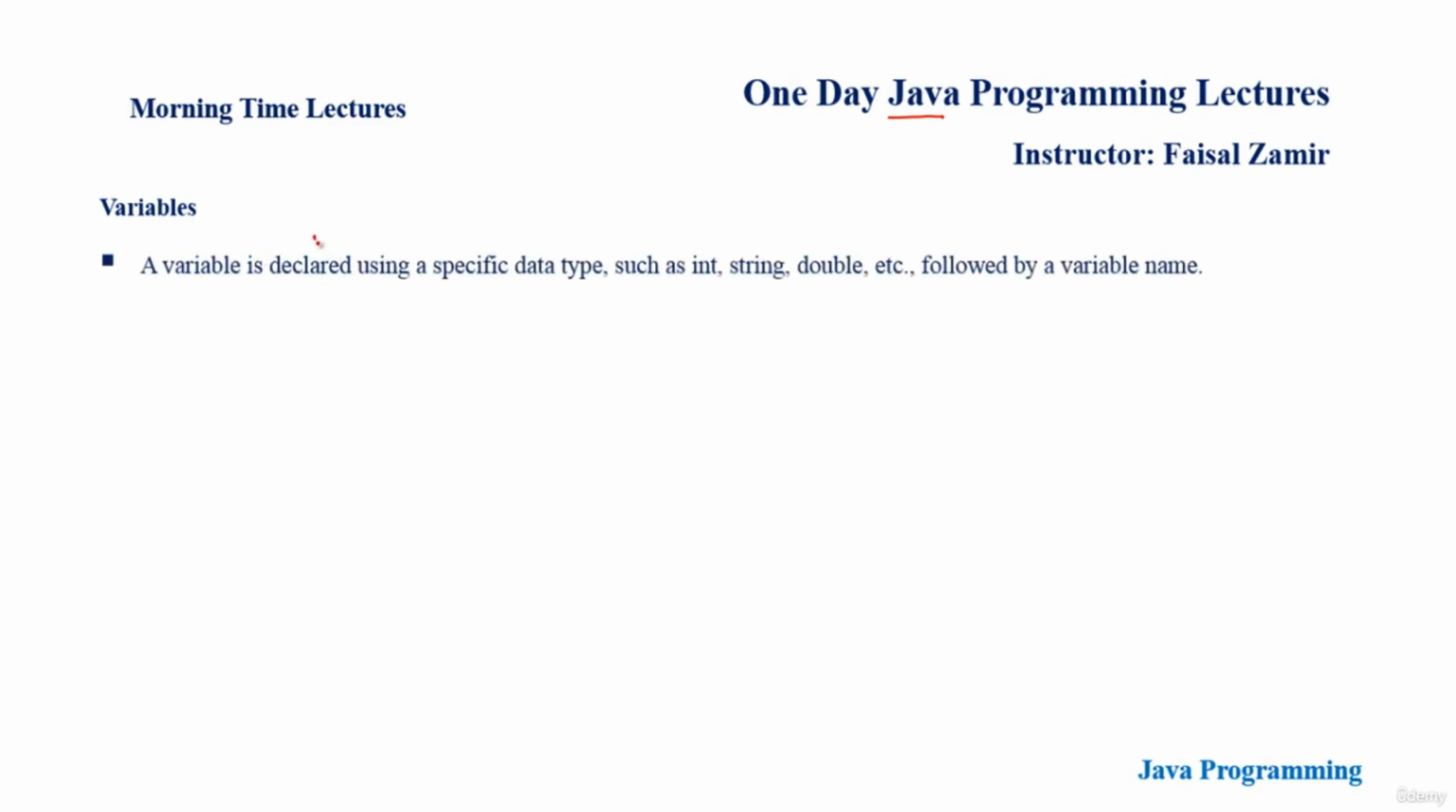Actually a variable is declared using a specific data type. You have to mention its data type, for example int, String, double, float, char, boolean, followed by a variable name. For example, this is your data type, then variable name. So this is a declaration. It means that we declare a variable in which integer type of data will be stored.